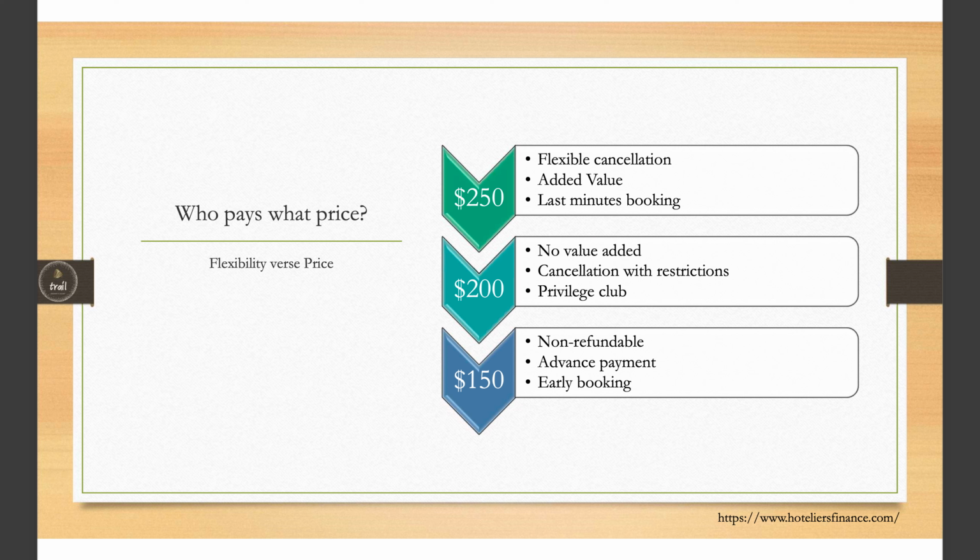There is no cancellation, you pay cash now, $150. But then if you pay a little bit more, $200, then cancellation can be done. Some restrictions are there. There is no additional value, but you get access to the privilege card or privilege club. And then there's a rate which is the highest rate, $250. There's a flexible cancellation, meaning you can cancel up to a certain day. It can be a last minute booking, and there's added value. So we start charging different prices for the same room, $150, $200, $250.